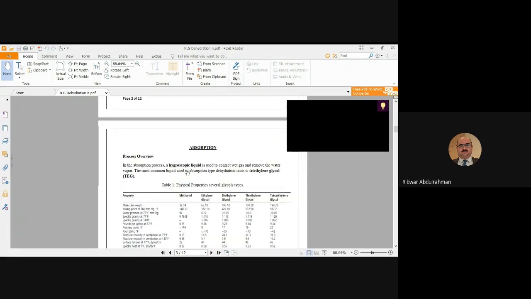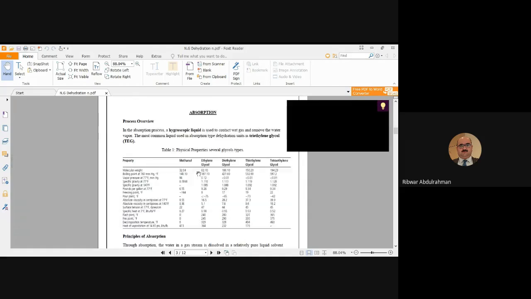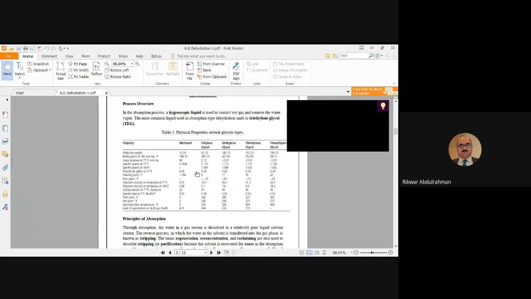We also talked about the absorption, okay? And we said there are several chemicals that can be used in this process to absorb the water vapor from the natural gas stream. For example, we have glycol. These chemicals have a natural affinity toward the water vapor, so they can naturally absorb the water vapor from the natural gas stream, which is loaded with a considerable amount of water vapor.